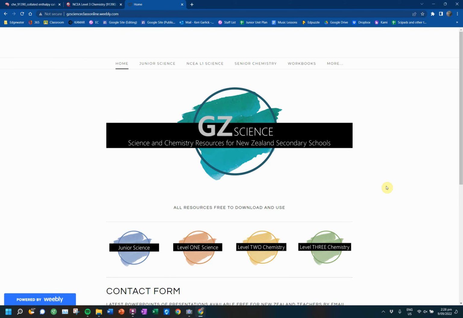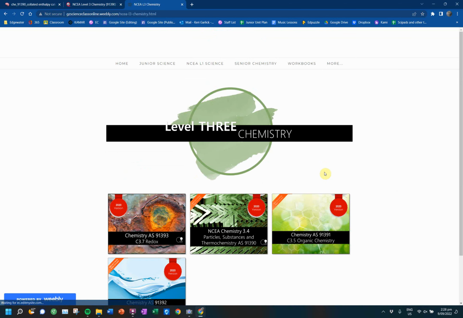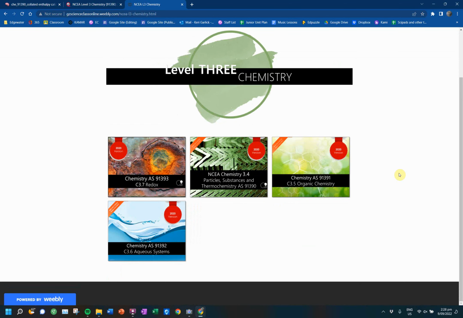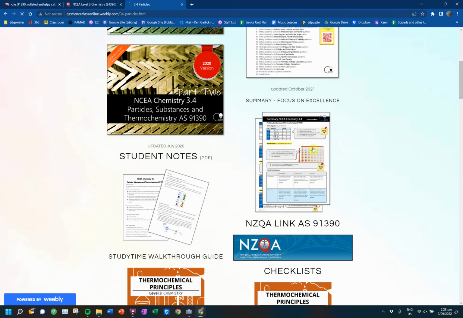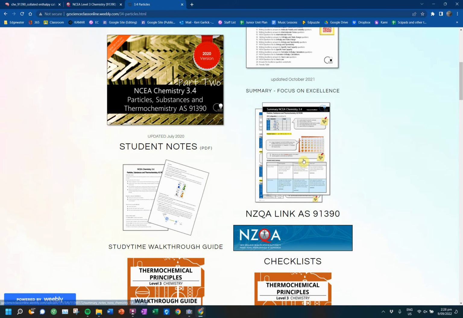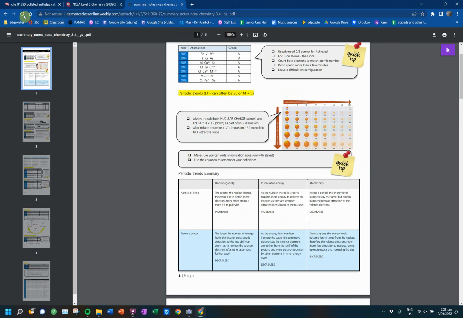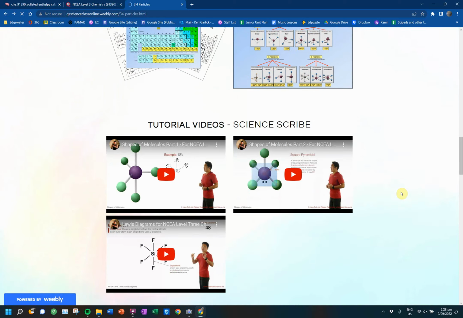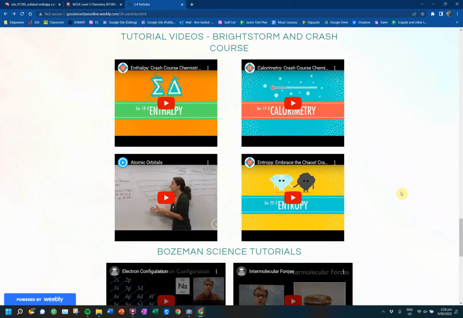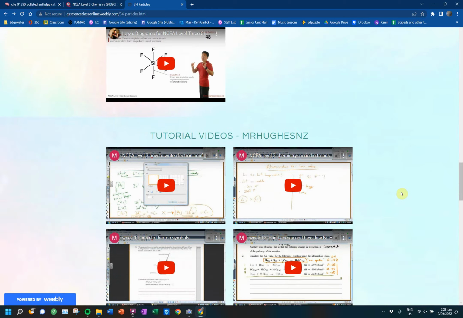Right, I think it was this one, GZ Science. And if we go to level 3 chemistry and we go to that one, which is our thermochemistry, they have some really good stuff here. They have a sheet here that is all about focusing on the excellence and what you need to do for that. But the one I wanted to show you was the audit. Do they have that? Maybe I'm wrong. Maybe that was it. Do they not have it?